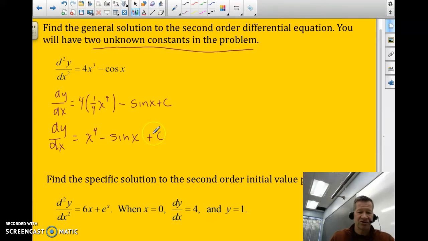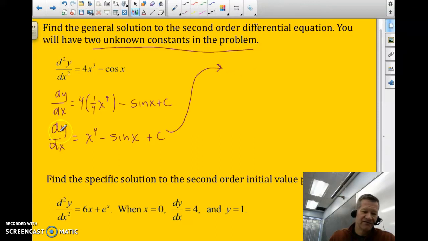Let's just stop and make sure we're correct. The derivative of x to the 4th is 4x cubed, minus the derivative of sine, which would be cosine, and there we go. So now let's continue by finding the antiderivative of this now.